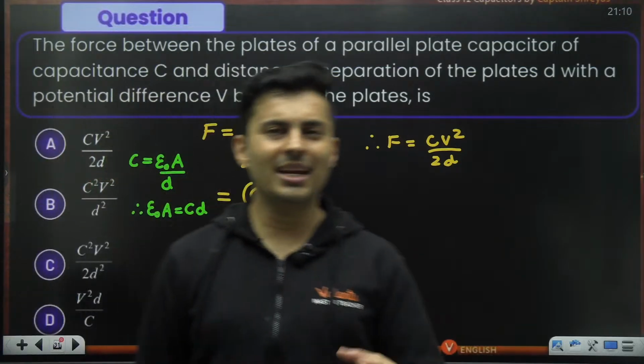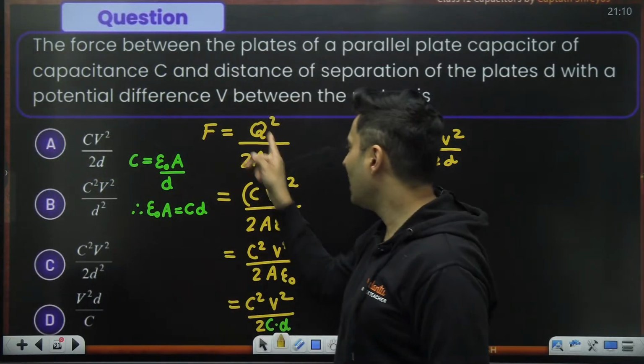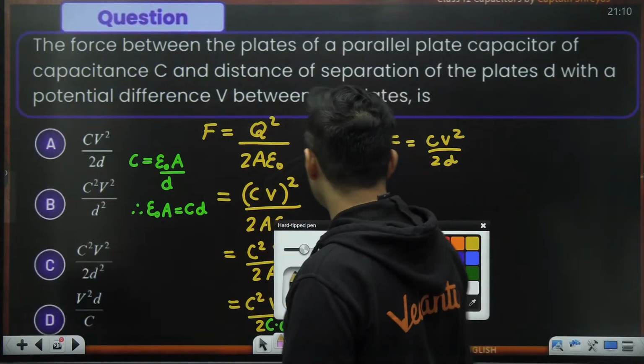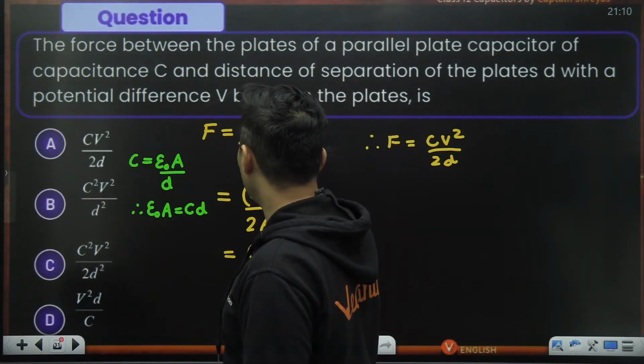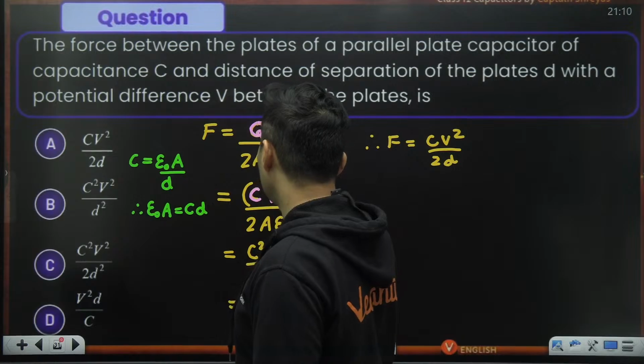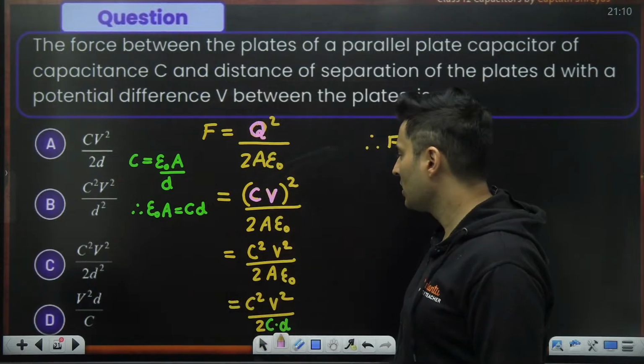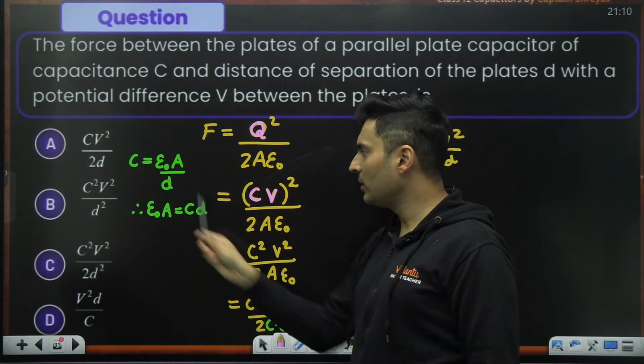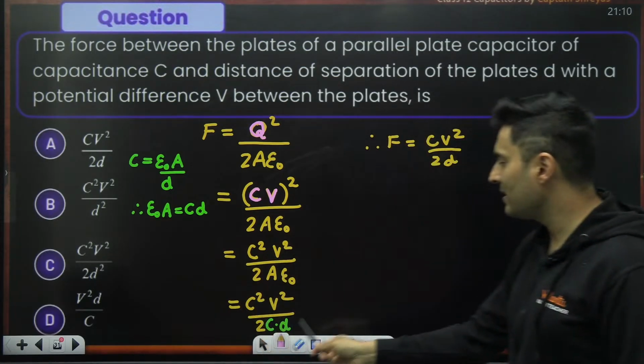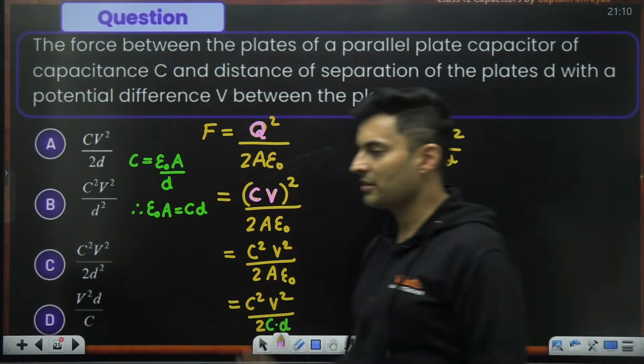Got it? So we just had to manipulate it. Charge was C into V. That is the first formula which we have used. So Q over here is capacitance into voltage. The next thing that we used is epsilon naught A. I converted it into C into D, and replacing that, C and C cancelled, and we got option A.